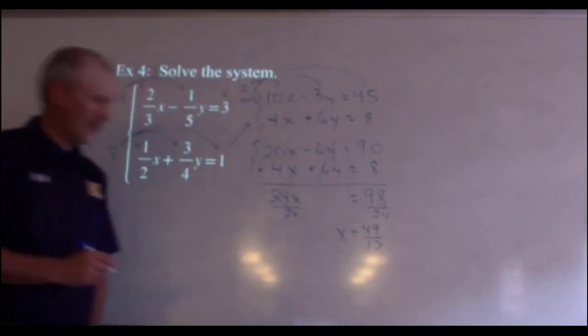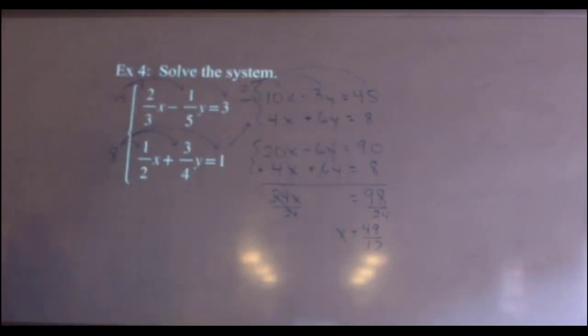Okay. And again, when you put these answers in on the computer, most of the time they want exact answers and they may specifically say use a fraction. So you just have to leave it as a fraction. And it doesn't allow you to make it a mixed number. So you just have to leave it as 49 over 12. You can't make it 4 and 1/12. Okay. So that's our x value.